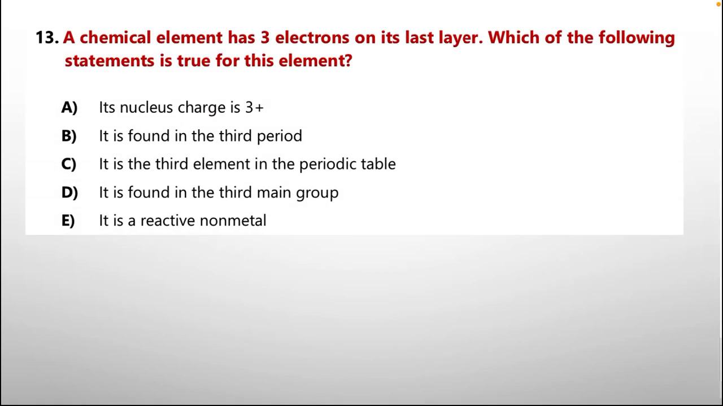Question number 13. A chemical element has 3 electrons on its last layer. Which of the following statements is true for this element? Options are available. A. Its nucleus charge is 3+. B. It is found in the third period. C. It is the third element in the periodic table. D. It is found in the third main group. E. It is a reactive nonmetal.